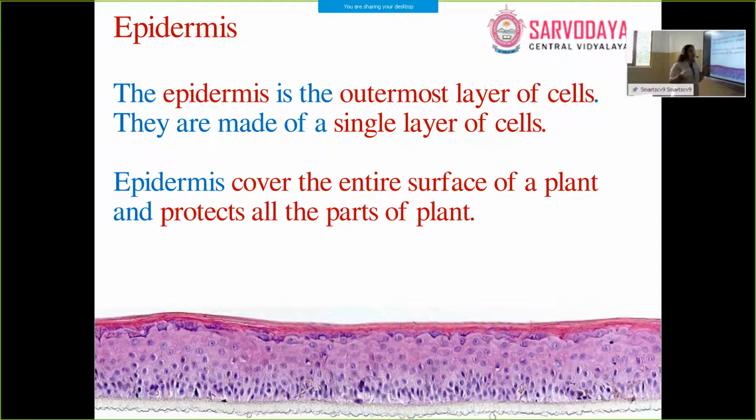Epidermis covers the entire surface of a plant, and it protects all the parts of the plant. You can see I've given a picture, just a half view. The first layer is the epidermis, the outermost layer.